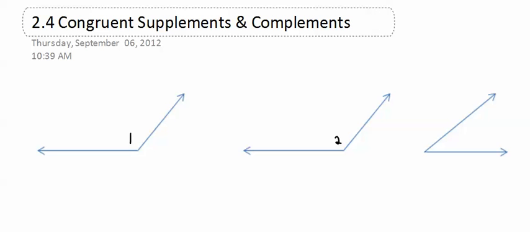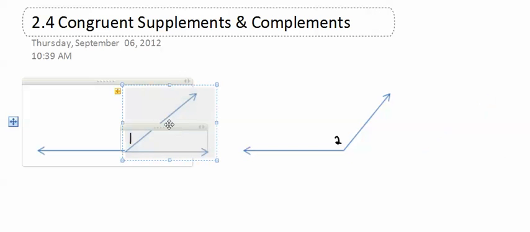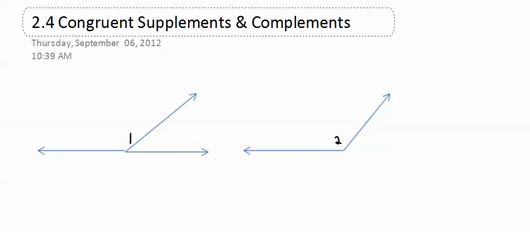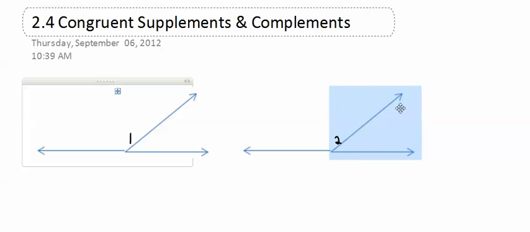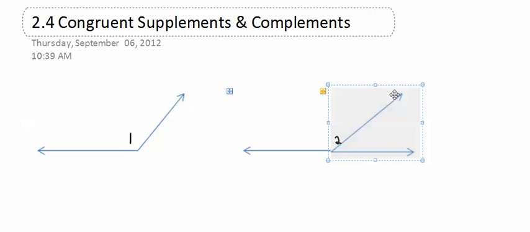We then have a third angle that, when we place it next to each of the angles, makes the supplement. So here you can see that it's the supplement for angle 1, but you can also see it's a supplement for angle 2. Let's put some numbers behind this.